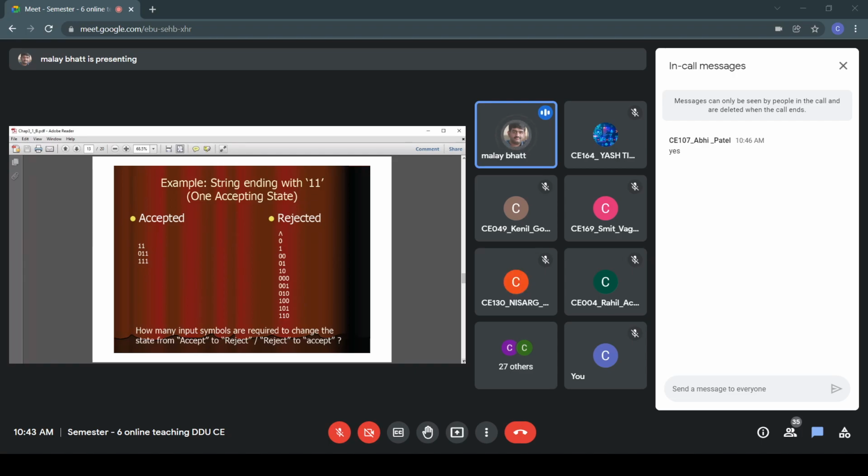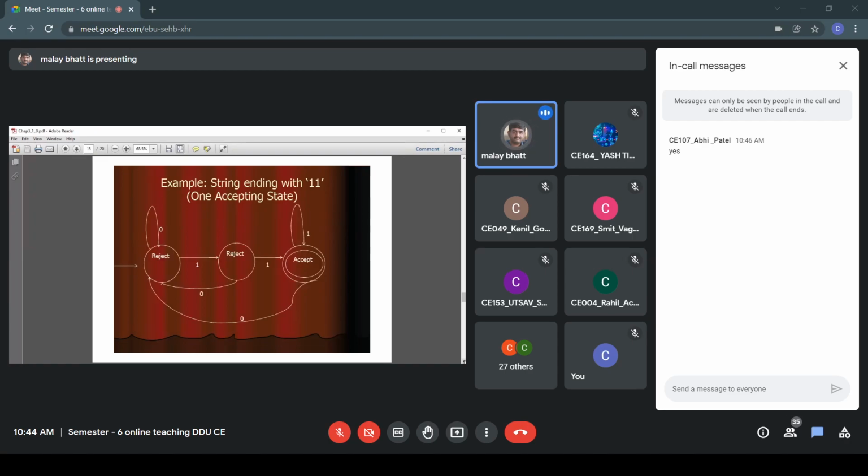So null, 0, 0 0, 0 1, 1 0 0, 1 1 0, they are two elements away from the accepting state, while the elements like 1, 0 1, 0 0 1, 1 0 1, they are one element away from the acceptance state. This is how we are getting three different states: accept, a null reject or null state, and another reject state, and we are getting this diagram. So now let us see some more interesting examples of this.